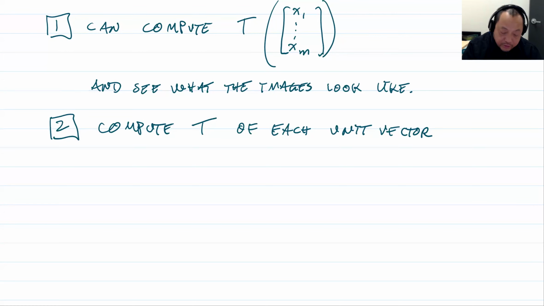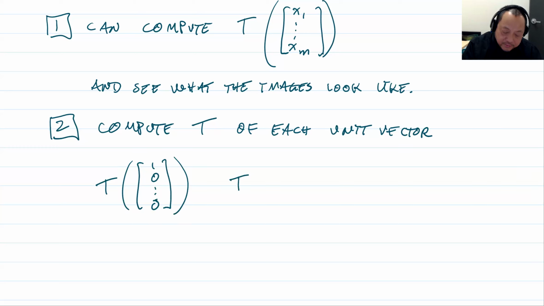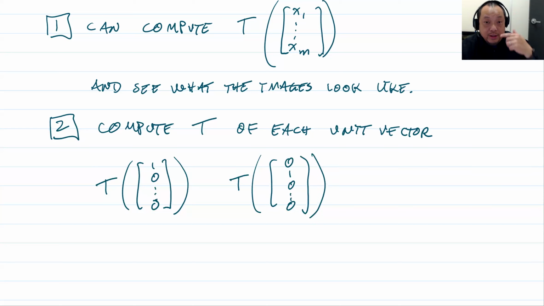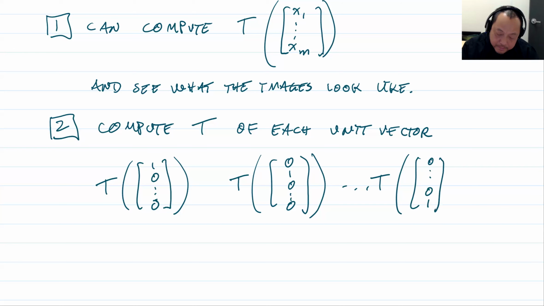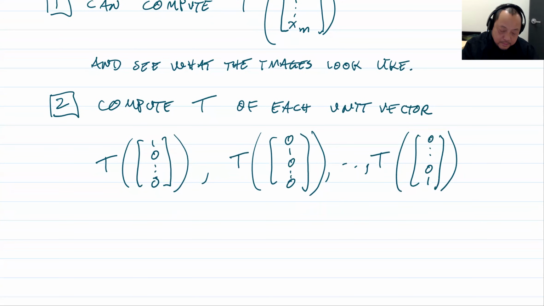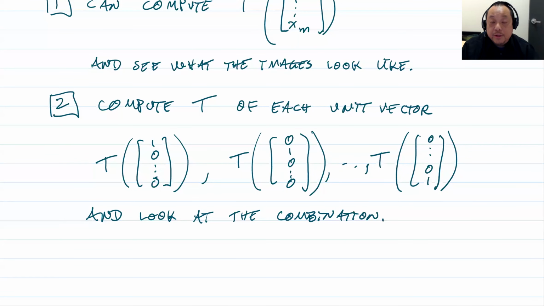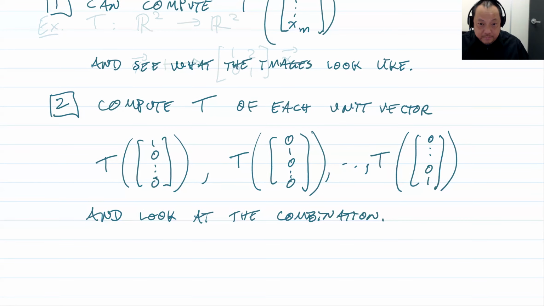Compute T of each unit vector, T of 1, 0, 0, 0, 0. Then T of 0, 1, 0, 0, 0, 0. All unit vectors, the x unit vector, the y unit vector, the z unit vector, and whatever else, all the way to the last unit vector, 0, 0, all the way to the 1 at the bottom. And then you look at the combination at the end. Let me show you how this works.